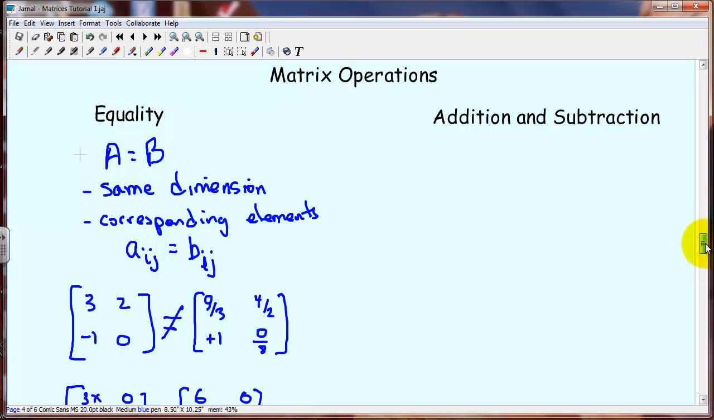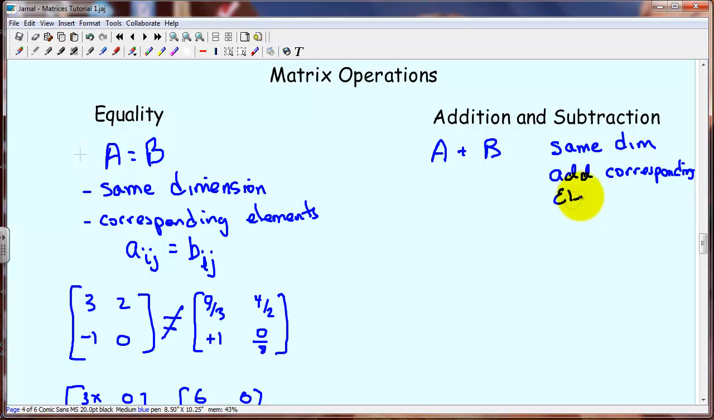So let's talk now about adding and subtracting matrices. If we want to add matrix A to matrix B, or subtract, again, they must both be exactly the same dimensions, and we will add or subtract the corresponding elements.